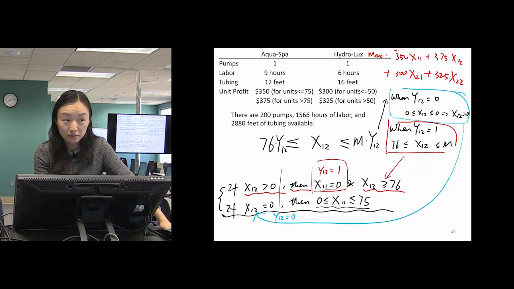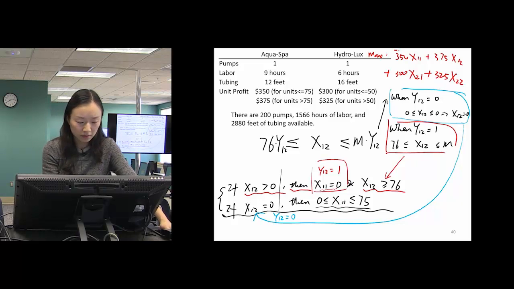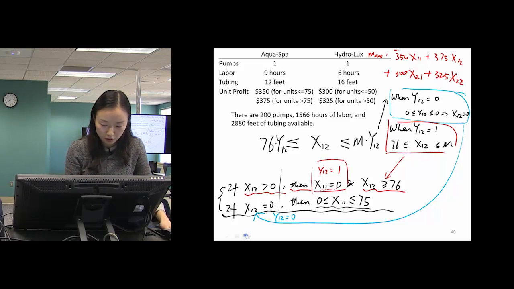So now we've already taken care of the x12 thing. Now what we want to achieve is, how do we write a constraint? Okay. Let me go to the next page.